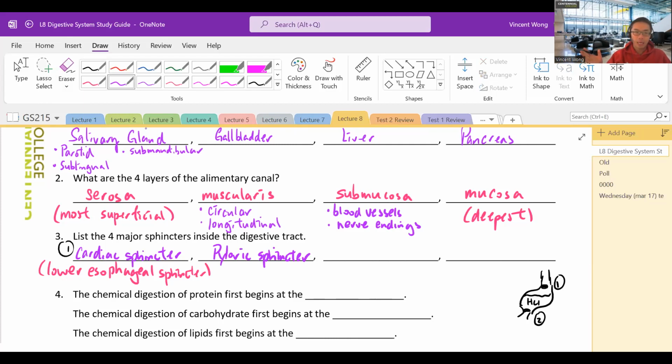And then there is the last part of your small intestine. Just for the record, the small intestine is separated into the duodenum, which is the first part, the jejunum, and then the ileum. The last part, the ileum, connects to the cecum, which is the first part of your large intestine. And there's a sphincter that separates the two. We call it the ileocecal sphincter.